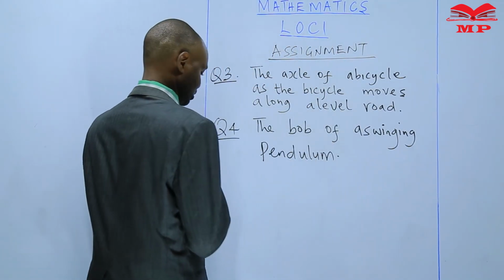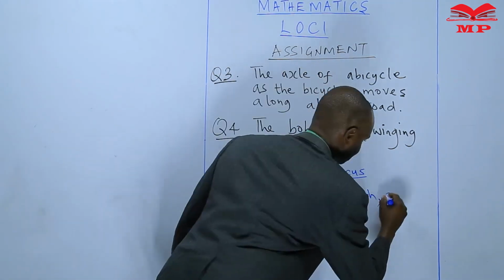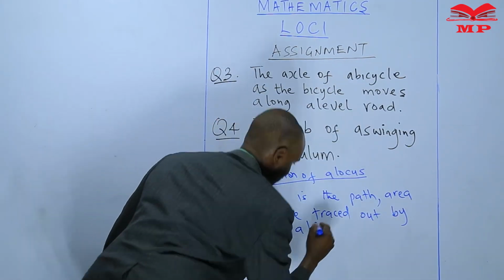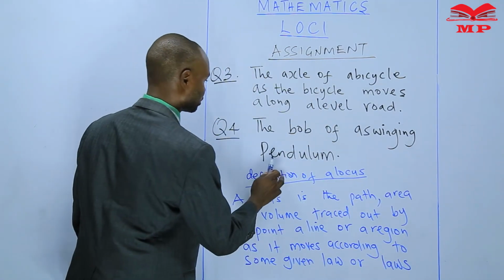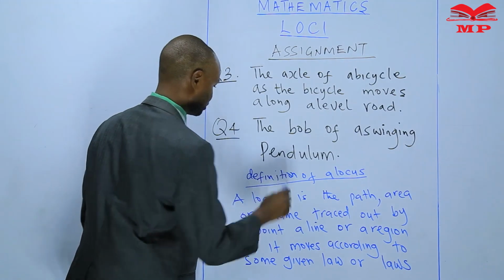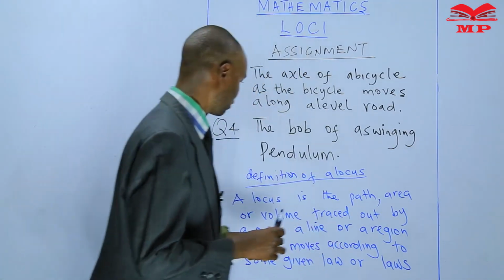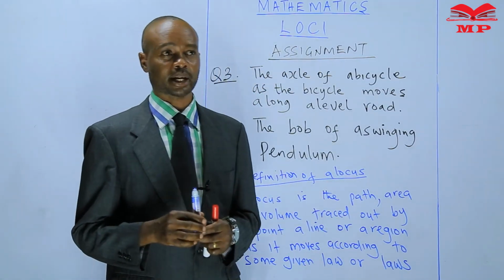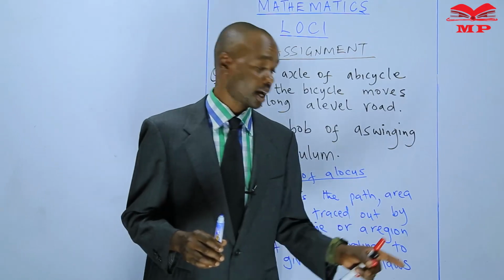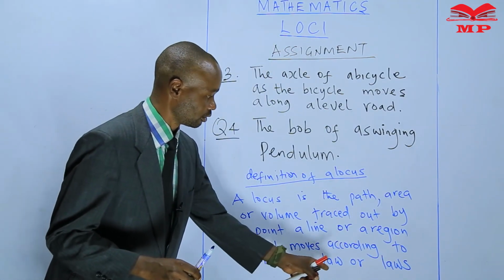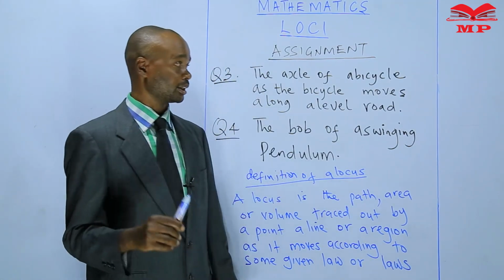So you saw that a locus, so the definition of a locus. A locus is a path, area, or volume traced out by a point, a line, or a region as it moves according to some given law or laws. We can have one law or two or three, depending on the conditions.